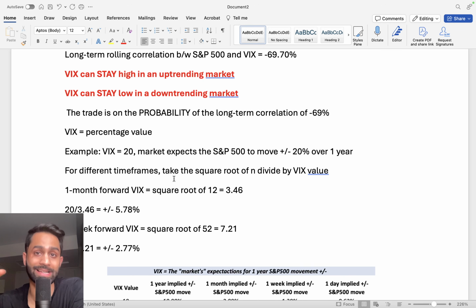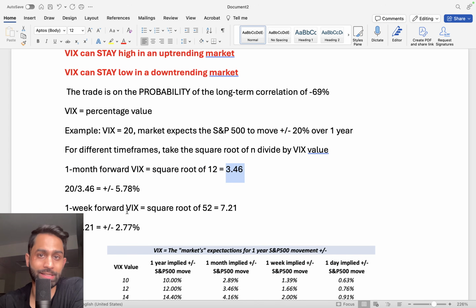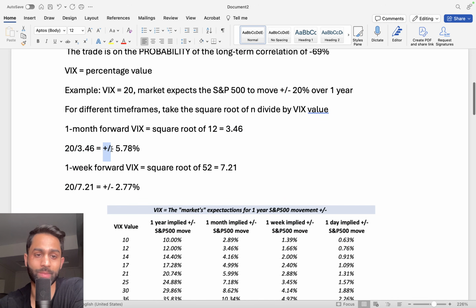For different time frames, we need to do a certain calculation to take the square root of n, n meaning the time frame that we're trying to calculate for, to figure out the expected move in the S&P 500 based on the current VIX value. So for example, if you're trying to calculate the 1 month forward VIX value, you can take the square root of 12 because there are 12 months in a year, which is 3.46, and then you take the current VIX level of 20 in this example divided by 3.46, and now we get a plus minus 5.78% implied move in the S&P 500. Again, plus or minus because there is no direction.